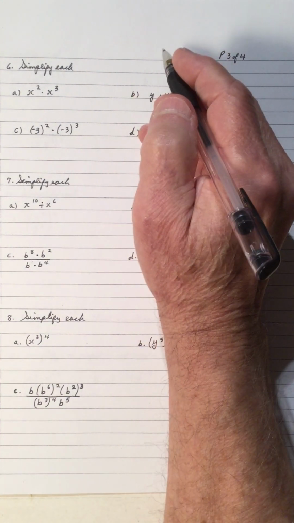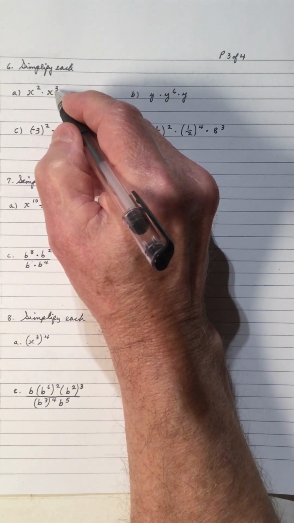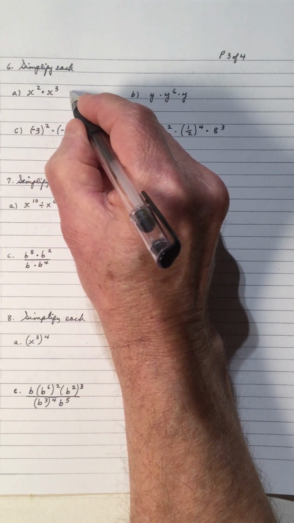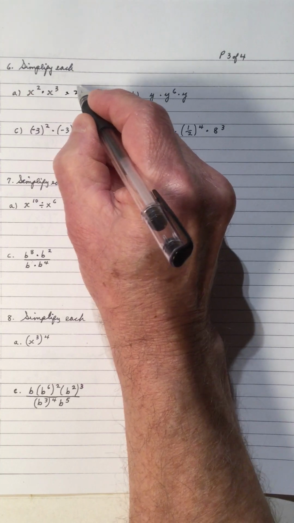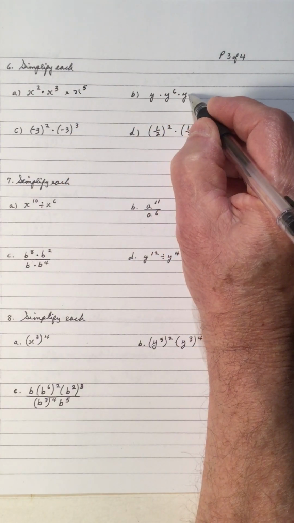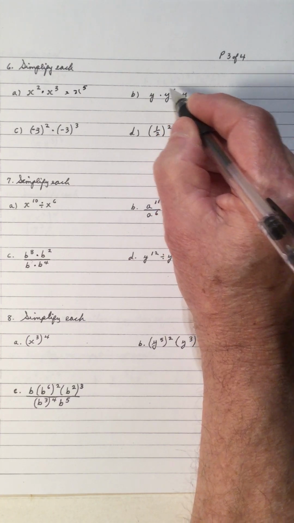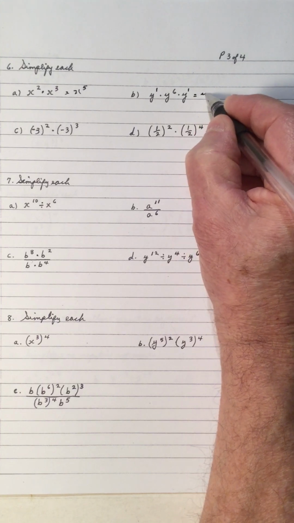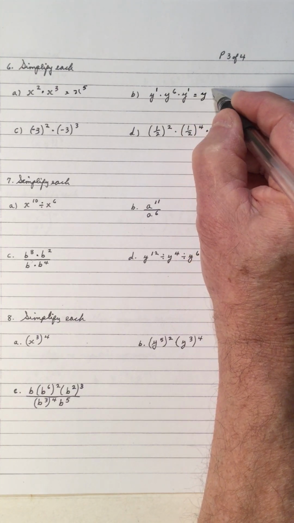Number 6, simplify each. Again, when we multiply with the same bases, we add the exponents. So that's 2 add on 3 is 5. We have the same bases. We're multiplying, so we add the exponents. So that's a 1 and a 1. So 1 plus 6 plus 1 is 8.